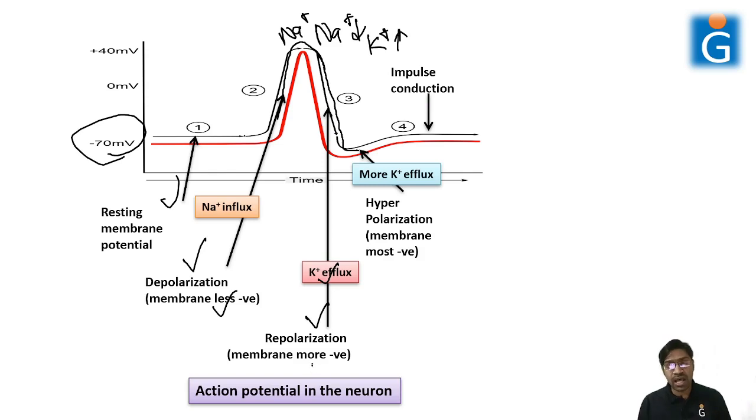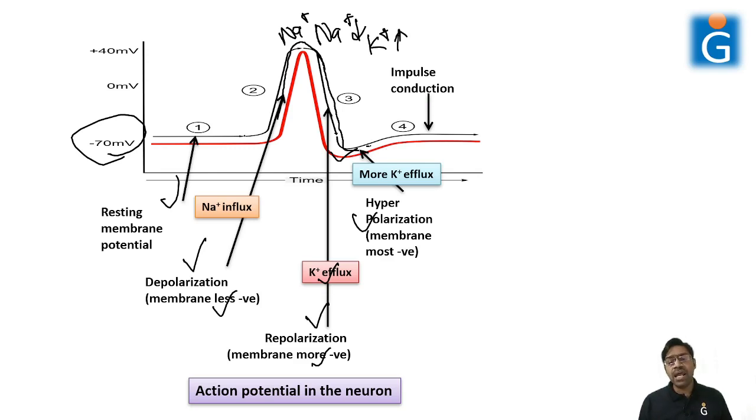Again there is an increase in the negative polarity. Finally there is a phase of hyperpolarization where sodium channels are already closed but the potassium channel is still open, which is going to cause a further decrease in the membrane potential, or a further increase in the negative polarity, leading to hyperpolarization of the membrane. The membrane will become most negative, that is hyperpolarization.